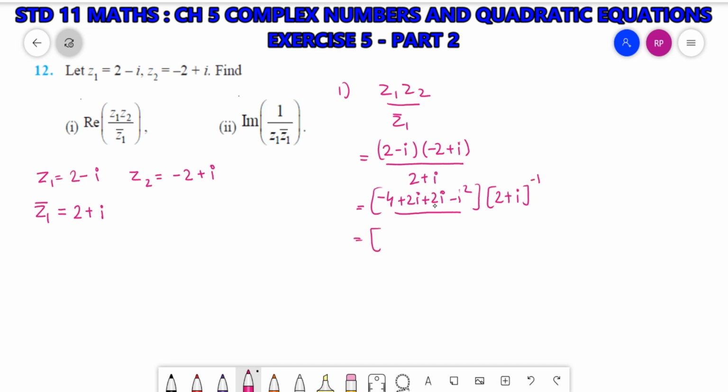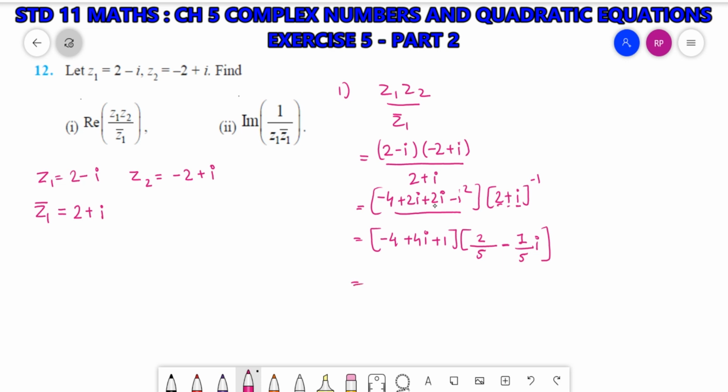Now this will be equal to minus 4 plus 2i plus 2i plus 4i squared minus i squared. The value of i squared is minus 1, and with the minus sign, it will be plus 1, into, we'll use the shortcut for the multiplicative inverse, 2 upon 2 squared plus 1 squared. So 4 plus 1, 5. We'll change this sign, minus 1 upon 2 squared plus 1 squared, again 5i.